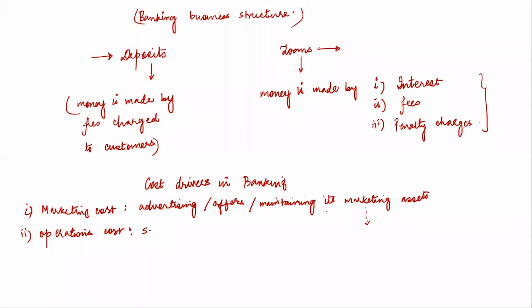Operations cost is salary, rent for branch, right? Utilities, electricity bill, water bill, and whatnot. Okay, maintenance of ATMs and other stuff.